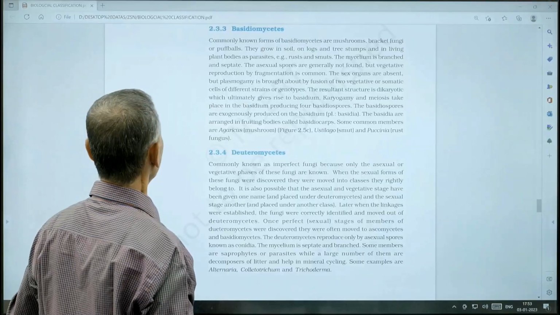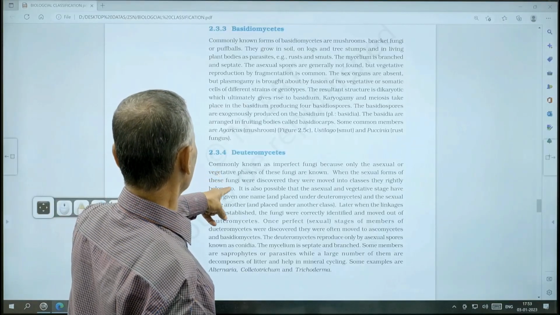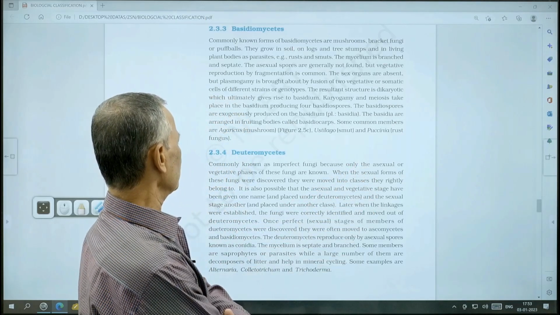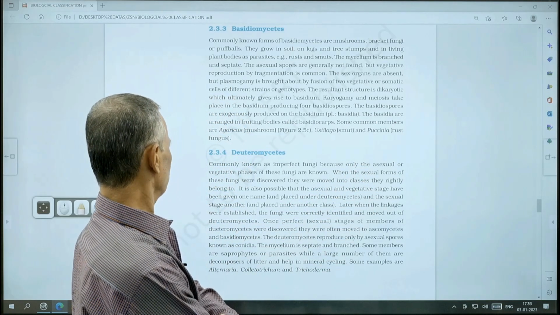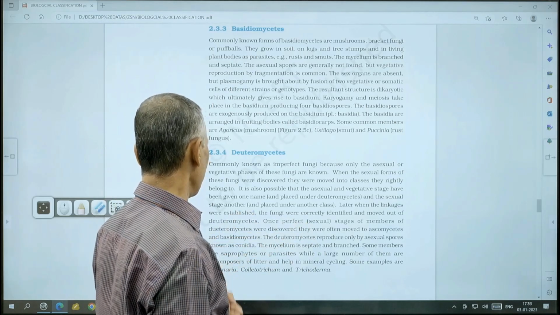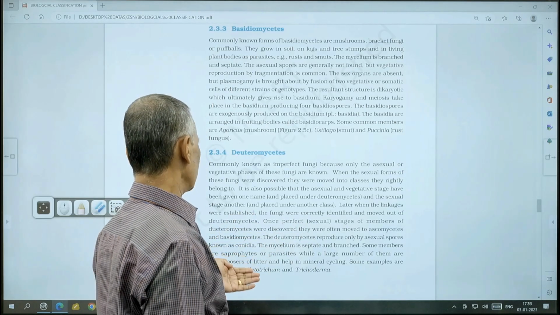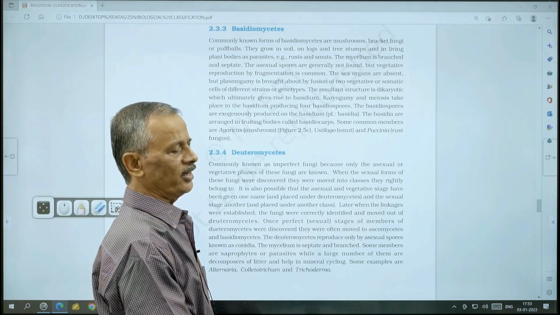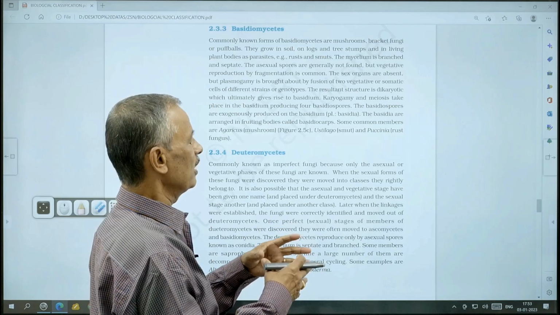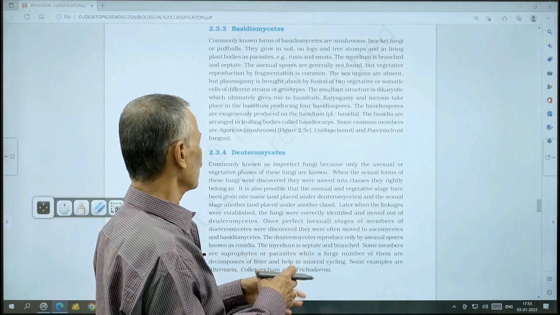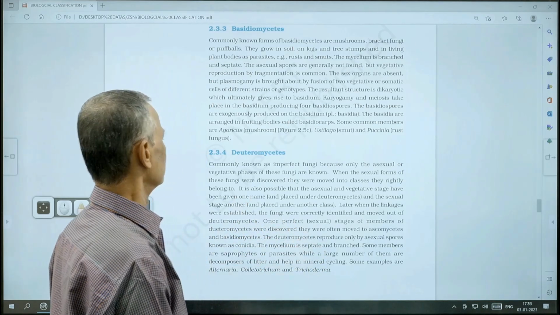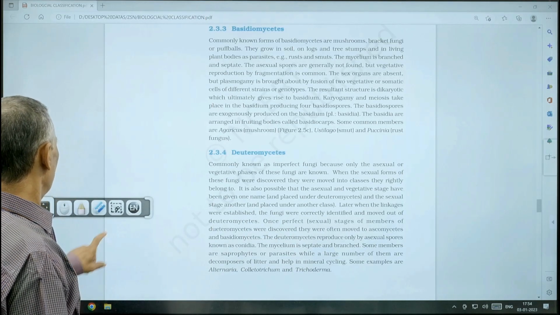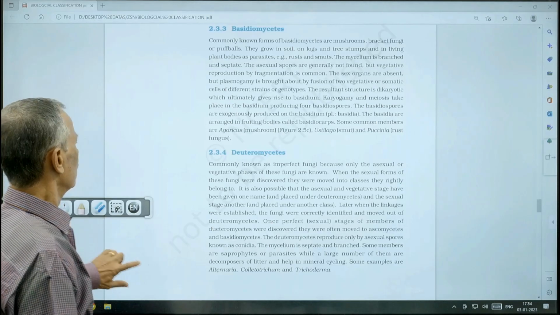Now, coming to the examples of deuteromycetes, they are the most important saprotrophs helping in mineral recycling. Examples: Alternaria, it's a parasitic one. Colletotrichum, again parasitic. Trichophyton, that will be attacking our skin. It is even attacking and causing diseases in human skin. Is that clear? Deuteromycetes.